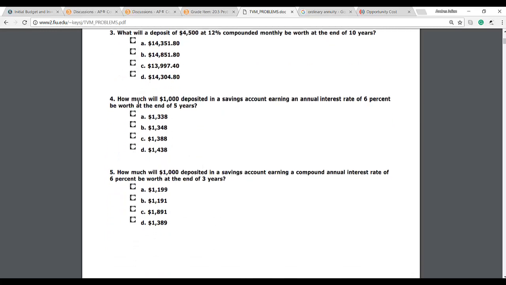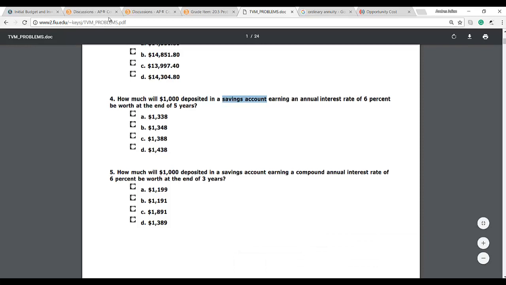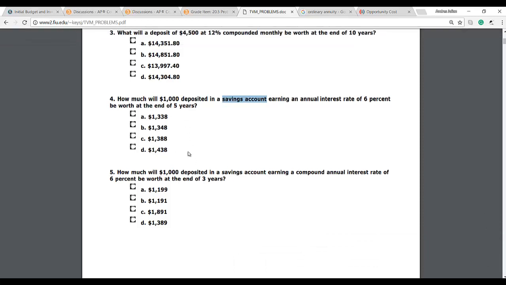Let's see number 4. How much will $1,000 deposited in a savings account at an annual interest rate of 6% be worth at the end of 5 years? You guys understand that savings accounts don't give you a lot of profits because the interest rate is very low. Okay? So let's see. We have $1,000 deposited at an annual interest rate of 6%, and we want to know what it is worth in 5 years.